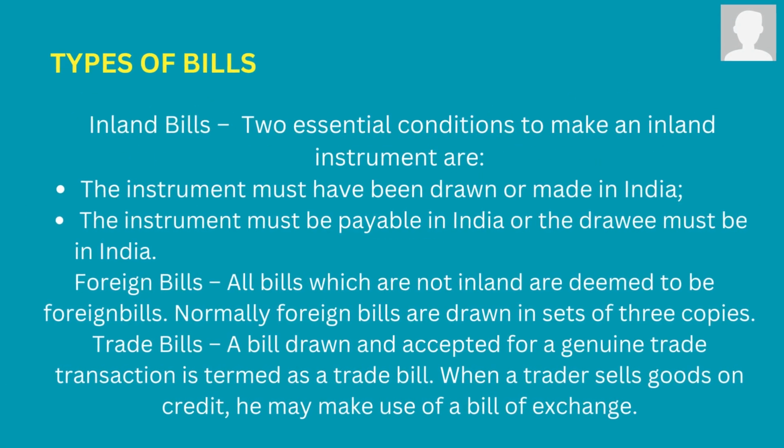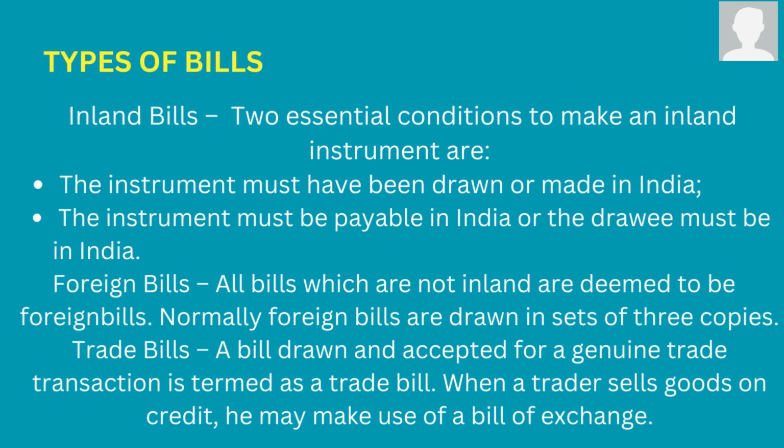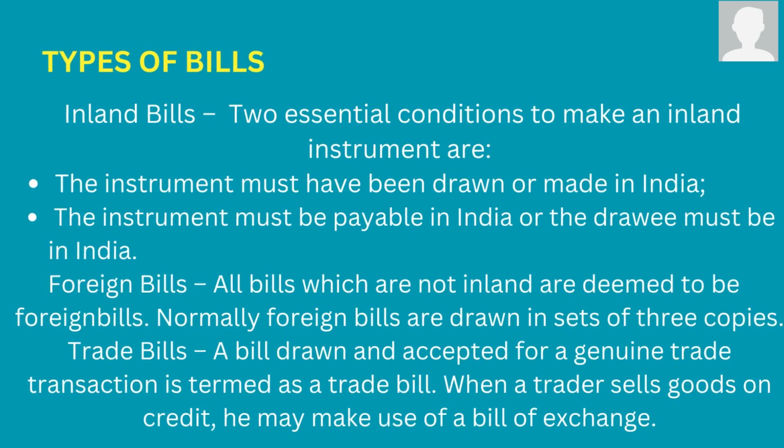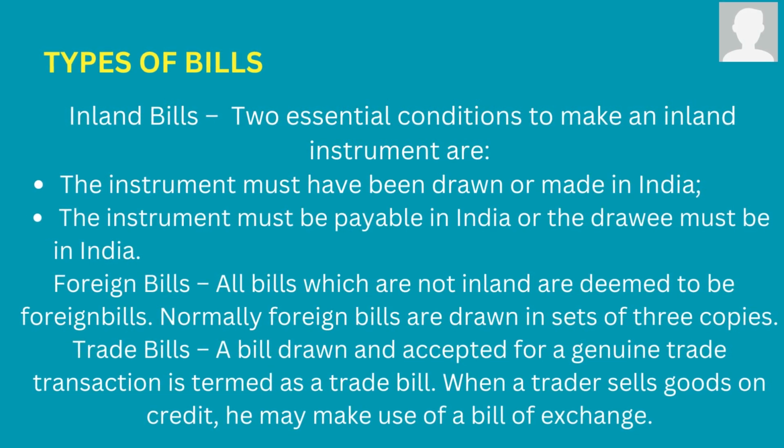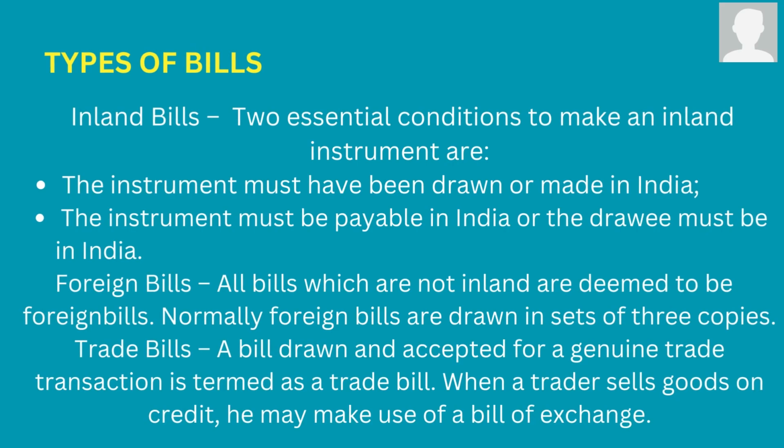Types of bills. Inland bills. Two essential conditions to make an inland instrument are: the instrument must have been drawn or made in India, and the instrument must be payable in India, or the drawing must be in India. Foreign bills. All bills which are not inland are deemed to be foreign bills. Normally, foreign bills are drawn in sets of 3 copies.